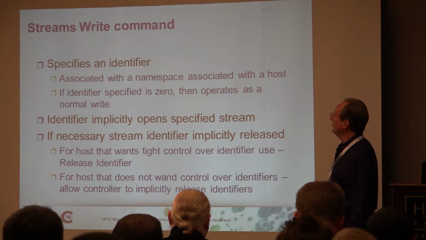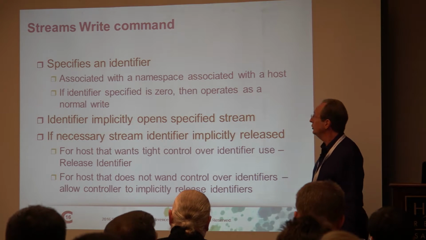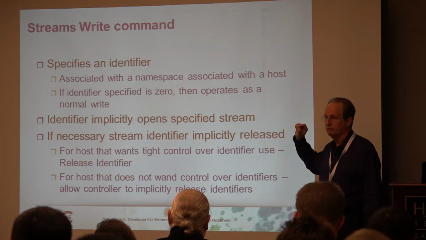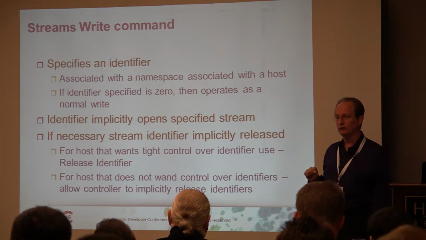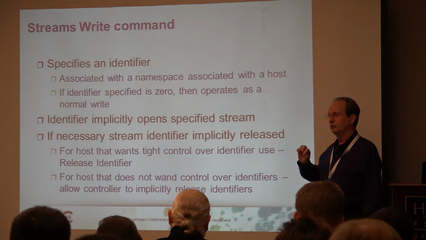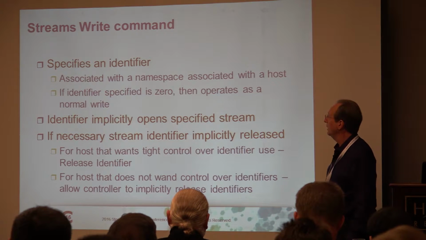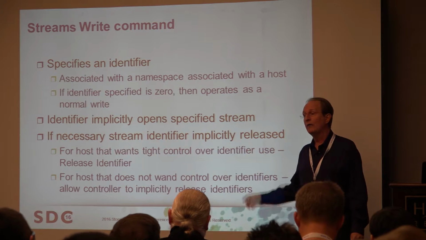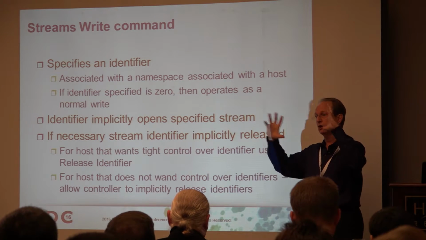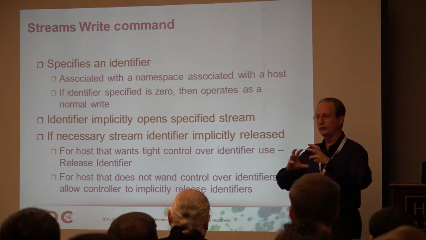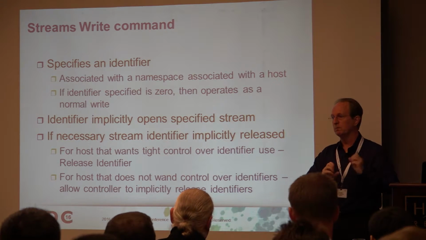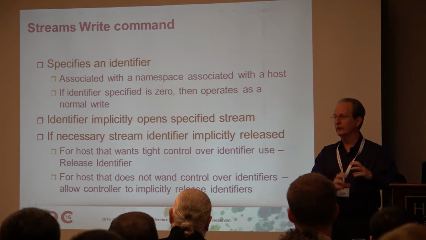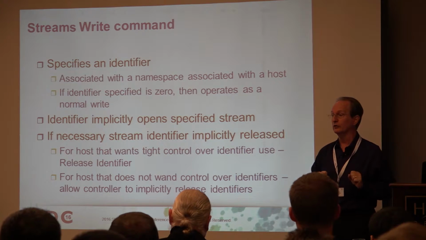Okay, so in the write command for streams, you specify a stream type of 1, and you specify an identifier which is in the directive specific field. That identifier is associated with a particular namespace associated with a host, and that is true whether you're taking it from that global subsystem pool or from your namespace pool. Now, if you have a namespace pool, you will only be allowed to operate in that. You'll never be able to use all of those and then go grab one out of the subsystem pool.